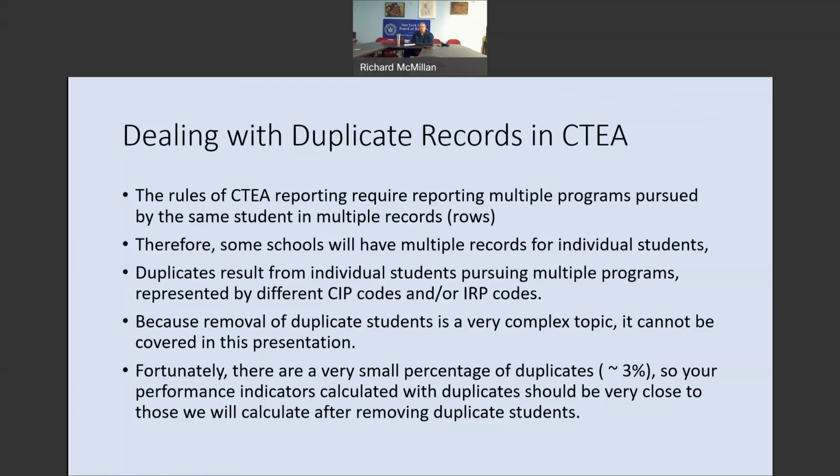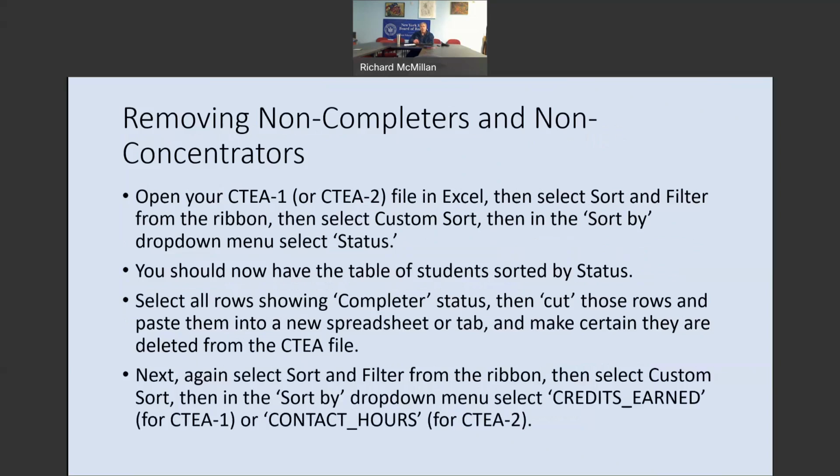Because removal of duplicate students is a very complex topic, it cannot be covered in this presentation. Fortunately, there are a very small percentage of duplicates, around 3% maximum. So your performance indicators calculated with duplicates included in your analysis should be very close to those we will calculate after removing duplicate students before we calculate performance indicators for your project.